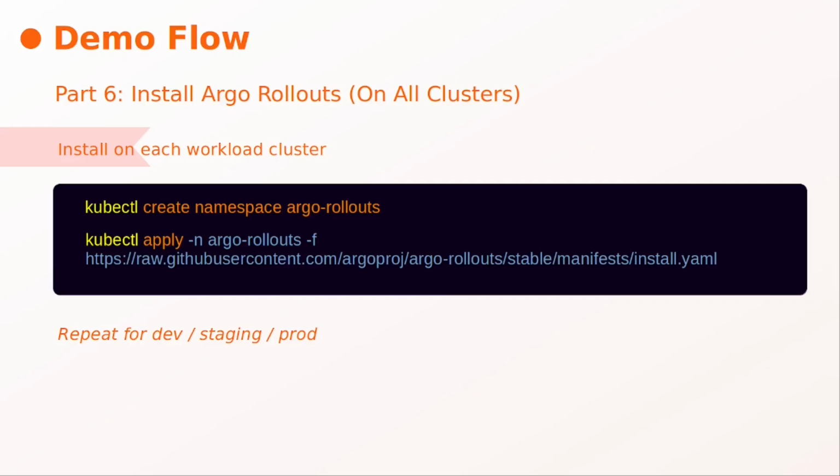Part 6. Installing Argo Rollouts. To enable advanced deployment strategy, you install Argo Rollouts on each workload cluster. This must be done separately for dev, staging, and production clusters. The reason is simple: rollout logic runs inside the cluster where the applications are deployed. Once Argo Rollouts is installed, it allows you to perform canary deployments, where traffic is gradually shifted from the old version to the new version. This reduces risk and improves reliability.